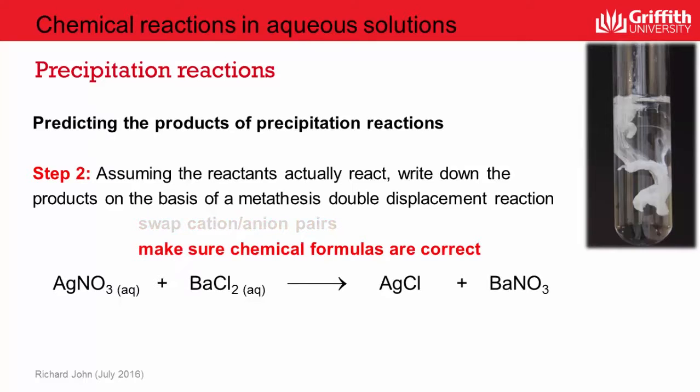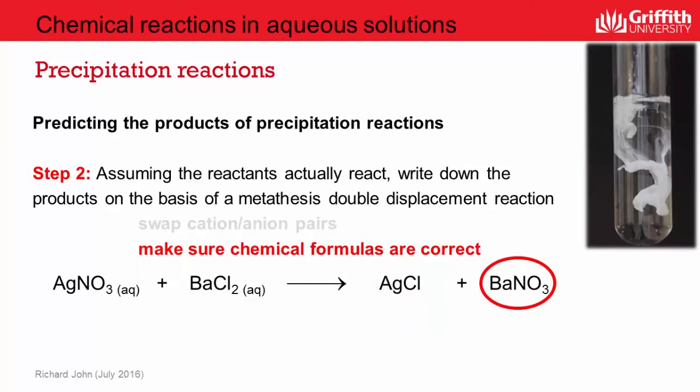The next thing we have to do is make sure the chemical formulas for these two potential products are actually correct. If we look at silver chloride to start with, silver is a 1+ ion, chloride is a 1- ion. When they come together to form an ionic compound, the 1+ and the 1- cancel each other out, and they will come together in a 1-to-1 ratio. So silver chloride, AgCl, is the correct chemical formula there.